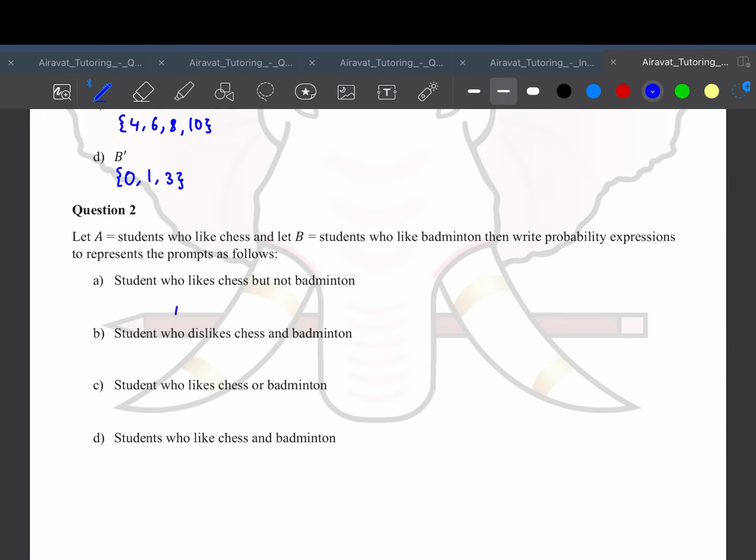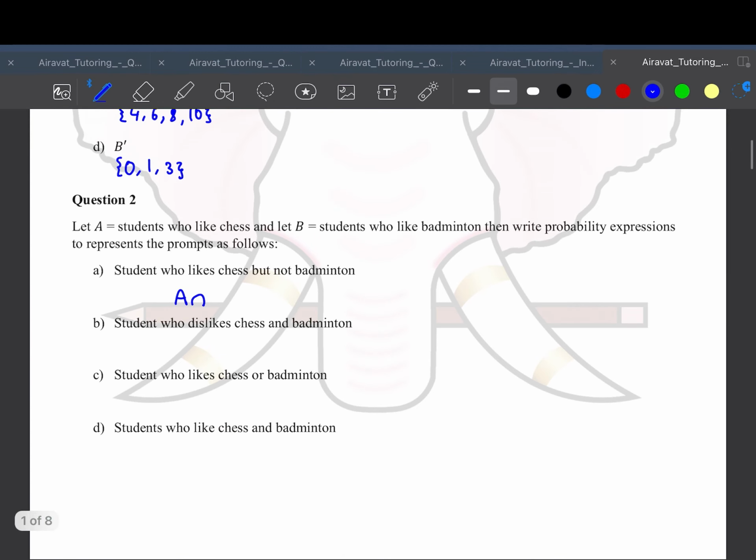So students who like chess is just A, and whenever there is an and, 99% of the time it's going to be an intersection, and whenever there is an or, 99% of the time it's going to be union. But again, read the question twice or thrice just to make sure that you do not make a mistake. So students who like chess but not badminton: but not badminton is B dash.